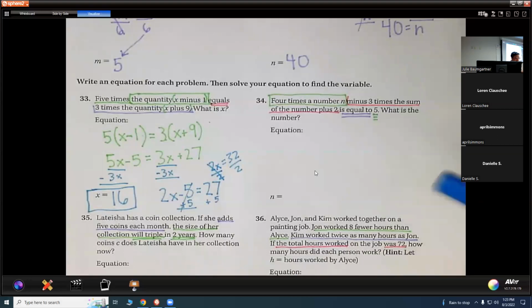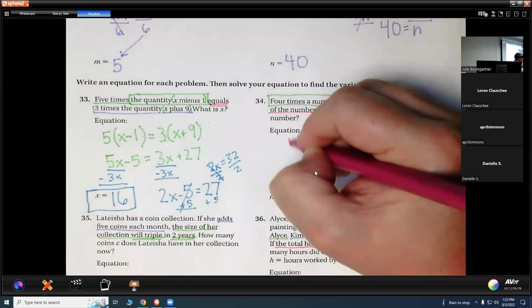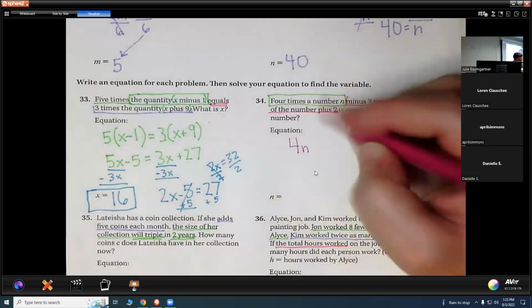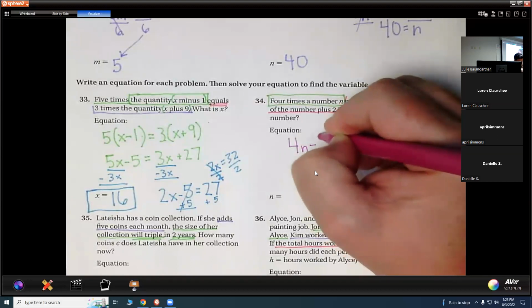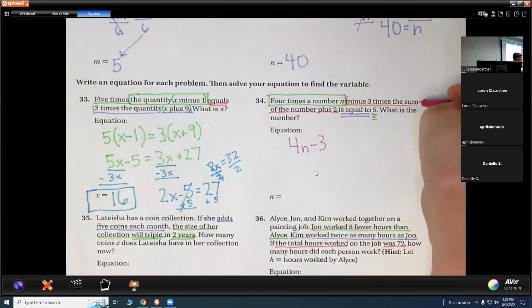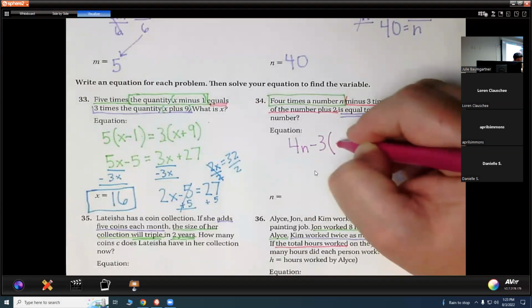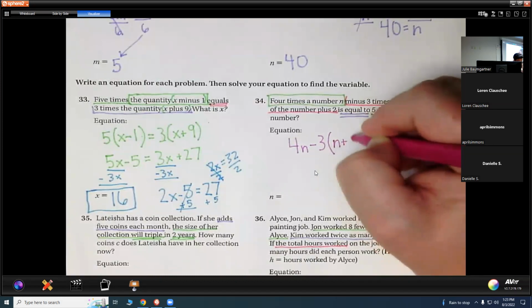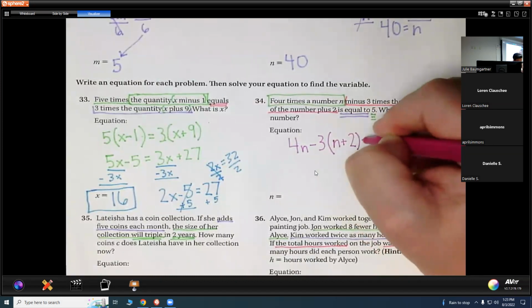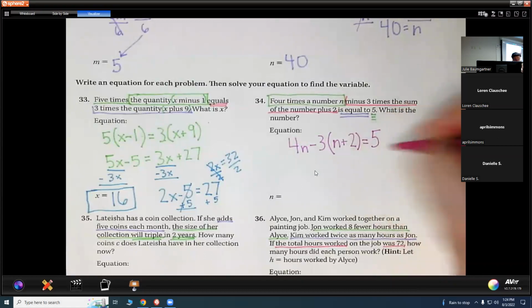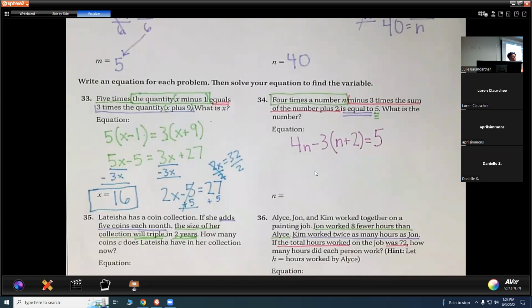All right, so if we look at number 34: 4 times a number n, 4n, minus 3 times the sum of the number plus 2, is equal to 5. Is that what you guys got for 34?